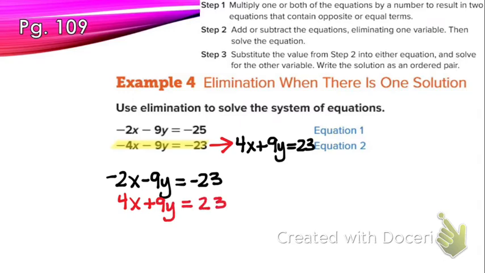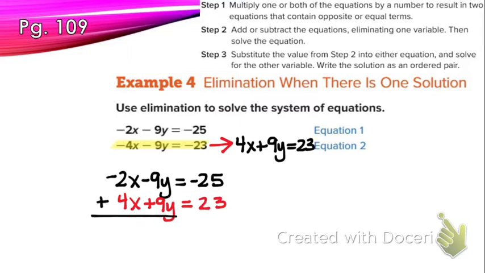Oh, I wrote the first one wrong. Sorry, let me fix that. That's actually a negative 25. All right, so this black equation is the original equation 1, and the equation that I have written in red is my new equation 2. So now what they want you to do is add it together. So go ahead and add together.